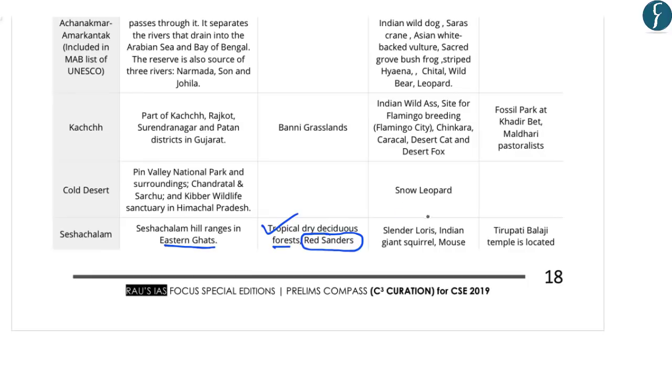So this is one important information for us from the preliminary examination point of view. Further, the important fauna are slender loris, Indian giant squirrel and mouse. And as has been provided in this article, it also has the presence of pangolin, which is also a critically endangered animal. And you should note that the Tirupati Balaji temple is located within this Seshachalam Biosphere Reserve.